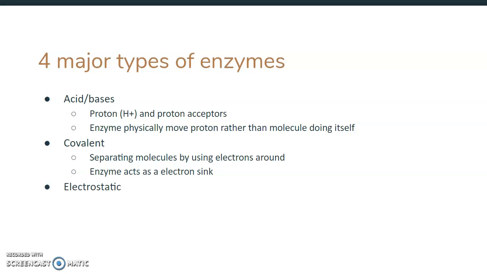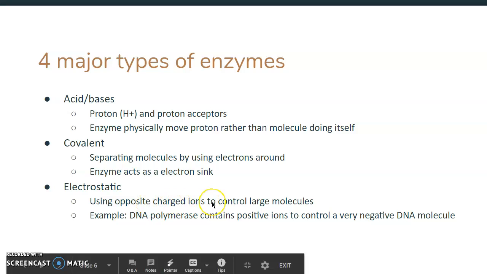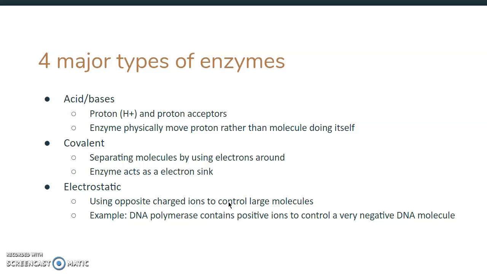Another one is an electrostatic enzyme. This is also a different type of bond. We have covalent bonds when we talk about different types of bonds, and electrostatic or ionic. By using opposite charges to control large molecules, our enzymes will be able to alter and move and change molecules just by using their different charges. We talked about different charges when we talked about water a lot, and how water has two separate partial charges, a positive and a negative.